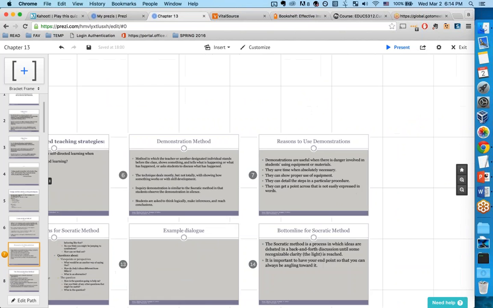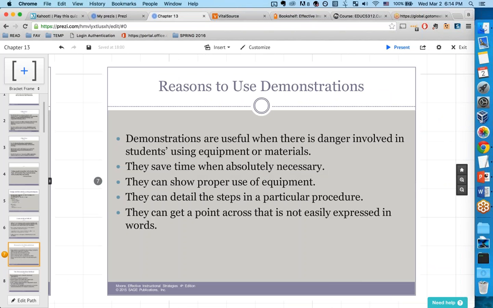All right, so let's go back to demonstration. And why are we using demonstrations? Because they're useful when there's a danger involved in students using equipment or materials. Especially in science settings, you may want to do this yourself versus allowing students to do the work. This way students are safe and you know how to handle that delicate situation. It may save time if necessary, if this is important for you. And you may show proper use of equipment, which would be very important, especially in a lab environment.